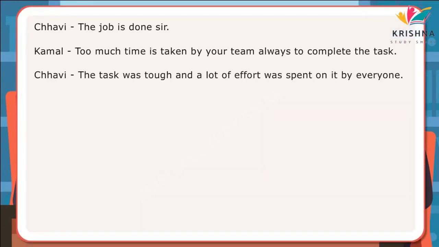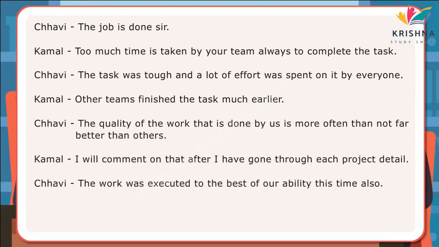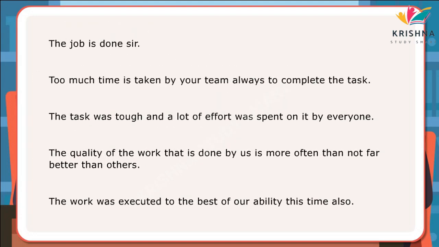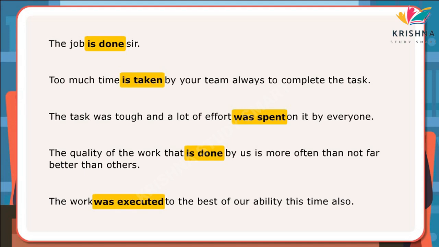In the dialogues, Kamal and Shavi have used is done and was done to express passive voice. Here are examples of sentences with is done and was done. The job is done, sir. Too much time is taken by our team always to complete the task. The task was tough and a lot of effort was spent on it by everyone. The quality of the work that is done by us is more often than not far better than others. The work was executed to the best of our ability this time also.